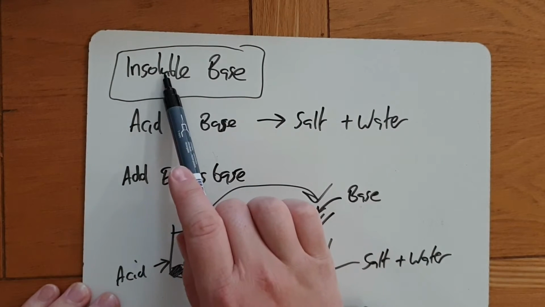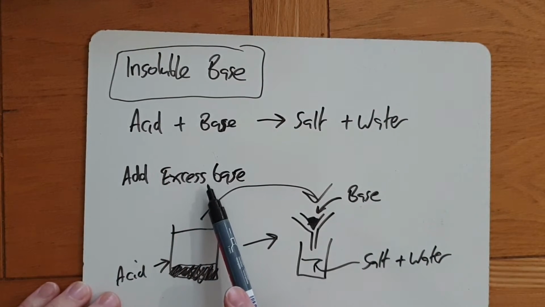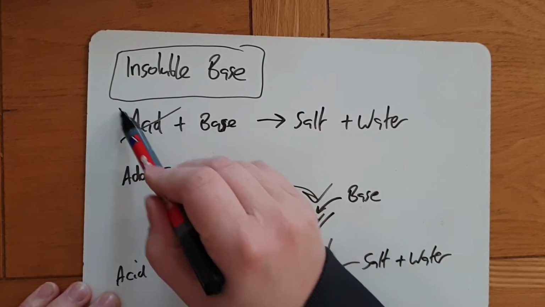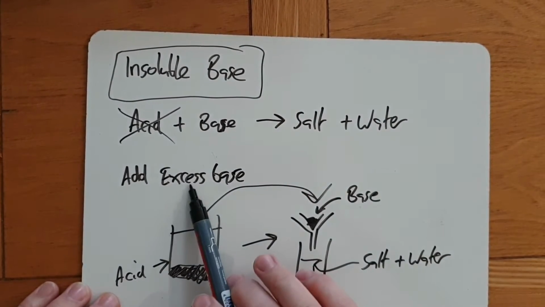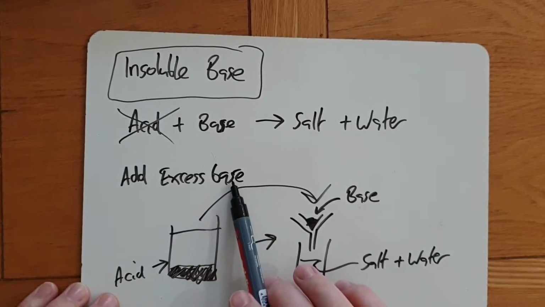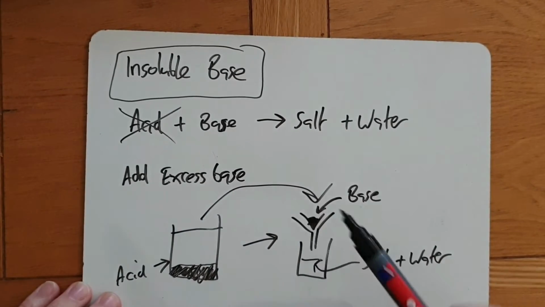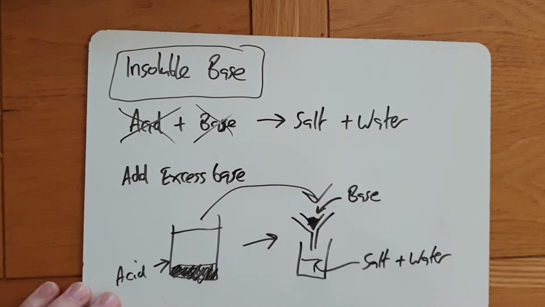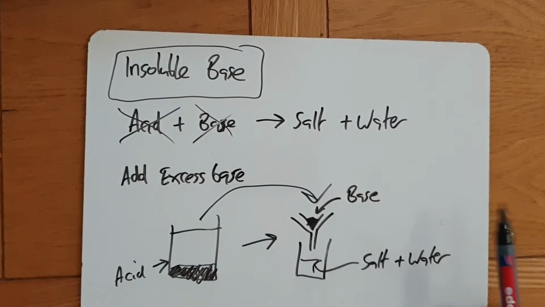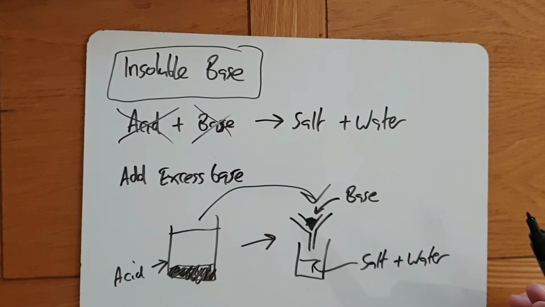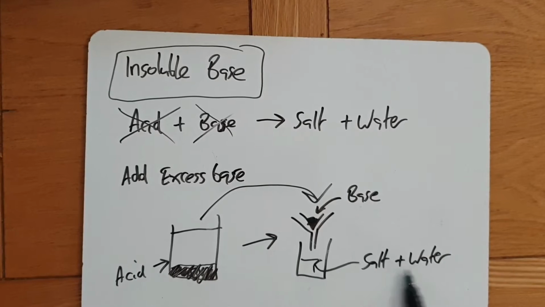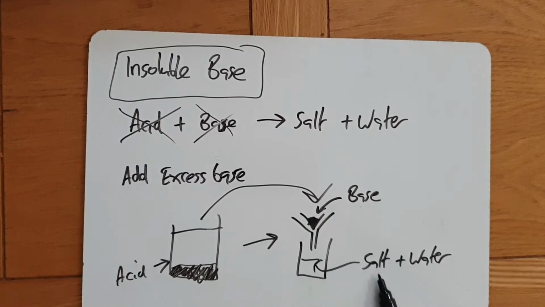If the base is insoluble, you just add excess base, because that definitely means all the acid is gone, because you've added loads of the base. How do you get rid of the excess base? You filter it. So then we've definitely got rid of all the base, and all that is left is salt and water. Brilliant. Evaporate the water, crystallize the salt, pure dry salt. Done.